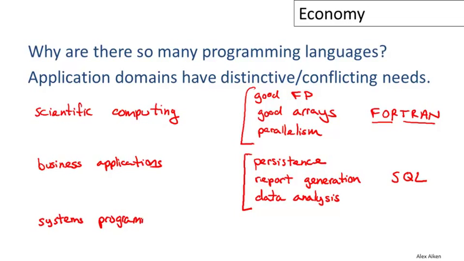So by this I mean things like embedded systems, things that control devices, operating systems, things like that. And what are the characteristics here? Well, we need very low-level control of the resources. The whole point of systems programming is to do a good job of managing resources, and so we really want fine-grained control over the resources.